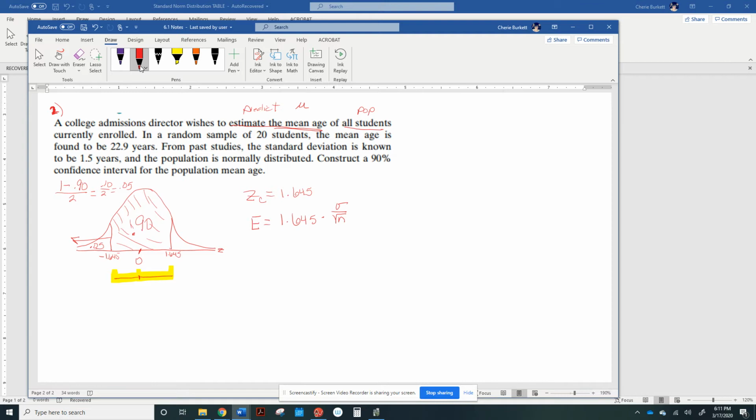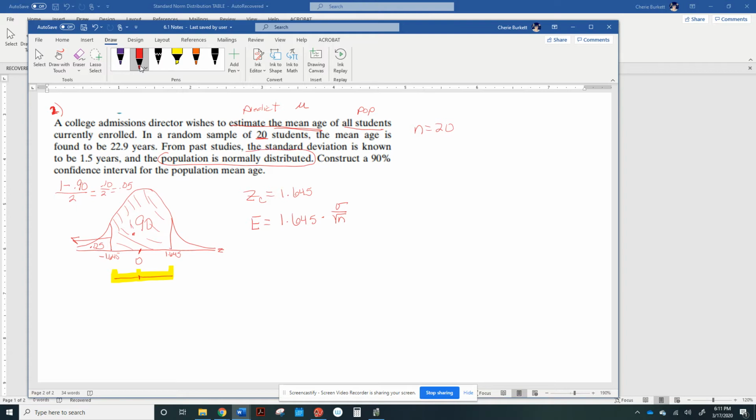In a random sample of 20 students. Okay. So n is equal to 20. Now we have to be careful here because 20 is not a number that's bigger than 30. So we have to read and make sure that our population is normally distributed.